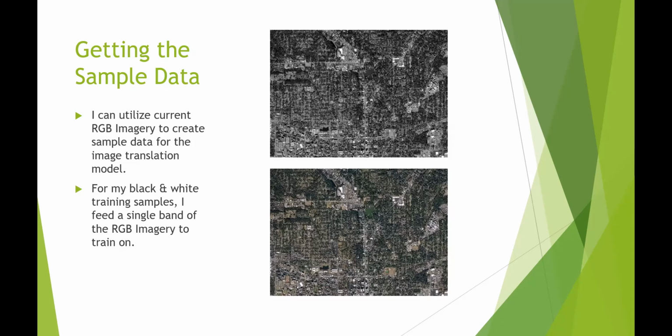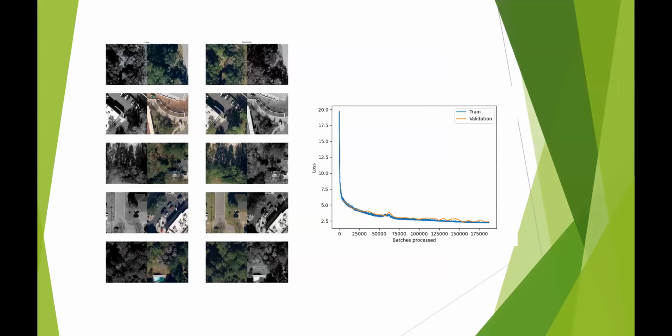The first thing I wanted to do was make sure that I had the appropriate sample data to do this. So I had color imagery, our 2021 3-band RGB. I didn't think I had anything to train on for the black and white, but I realized I could just take a single band of that RGB and create the black and white training data from that. So that's what I did. That's what we see at the top here. It's just a single band of that RGB imagery.